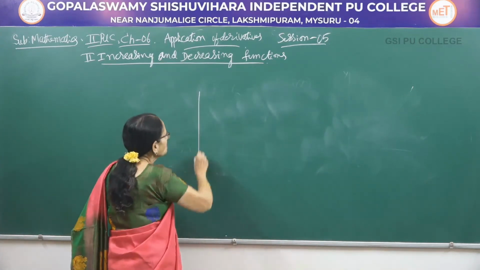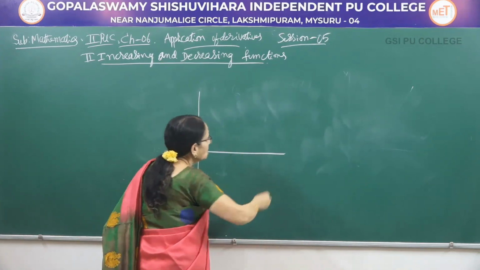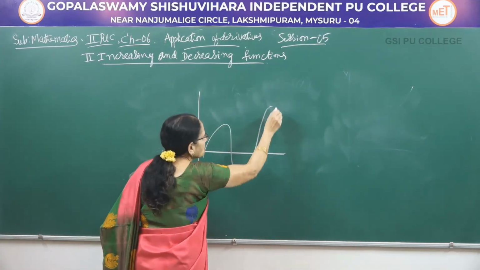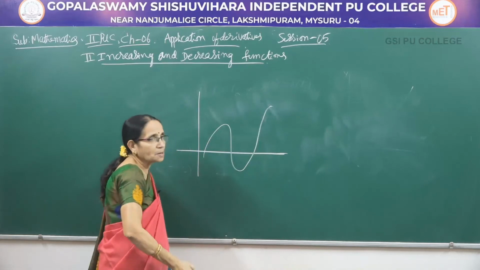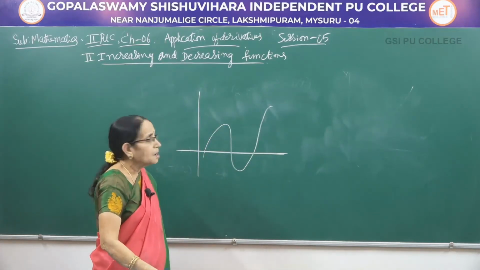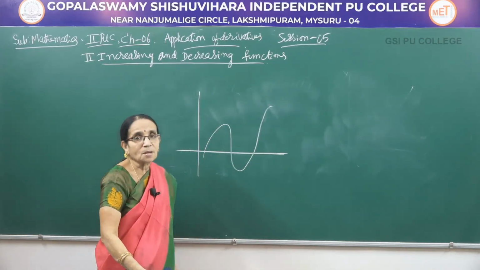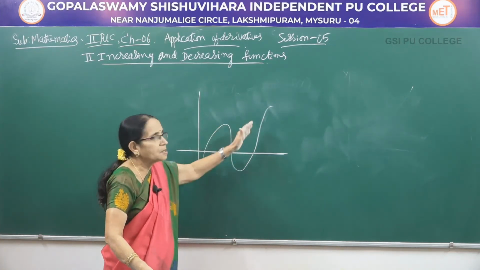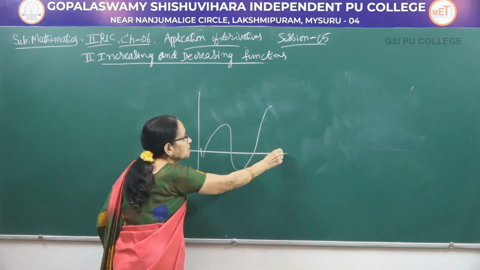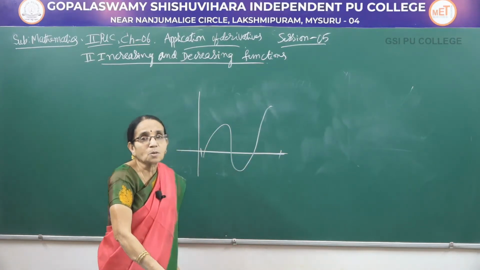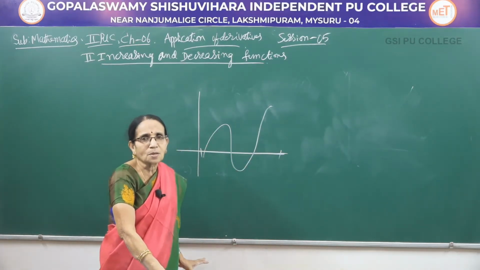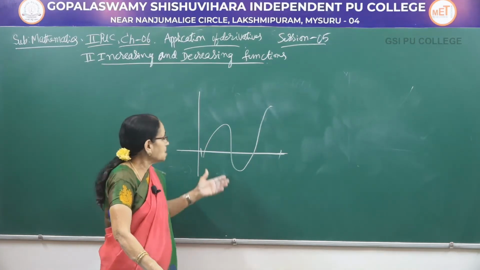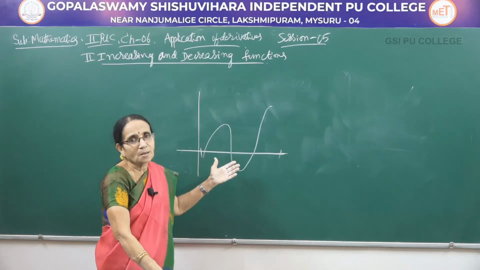Now there is one more type here. Suppose you take an interval, it may be like this. What can you say here? Can you say it is increasing or decreasing? Here it is increasing, then it is decreasing, again it is increasing. Suppose the interval is taken from here to here. What can you conclude here? Can you say it is an increasing function, or a decreasing function? Neither, isn't it? It is neither increasing nor decreasing.